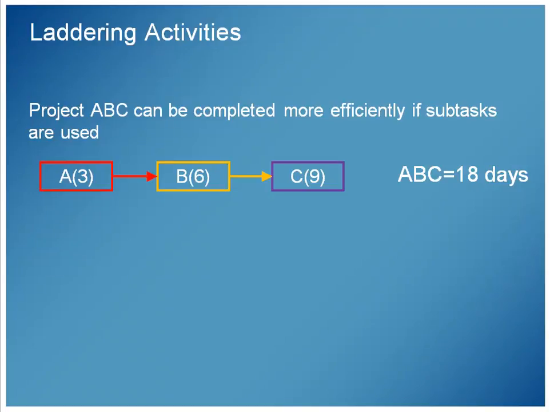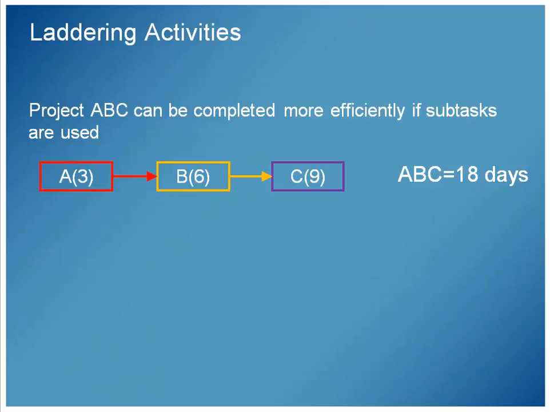I have to do A, then I have to do B, then I have to do C. And A takes 3 days, B takes 6 days, C takes 9 days. It's going to take me 3 plus 6 plus 9, which is 18 days to do these 3 activities. There's no way possible to do it faster. Well, if they're actually truly sequential, A before B, B before C.